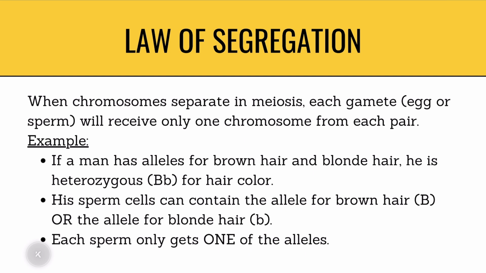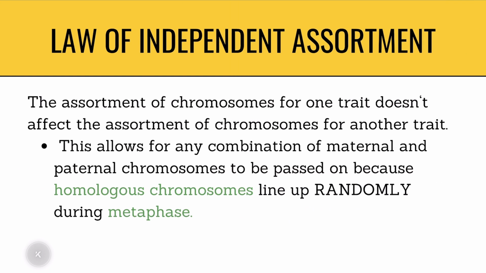Working through this example, if a man has alleles for brown hair and blonde hair, he is heterozygous for hair color, big B, little b. His sperm cells can contain the allele for brown hair or the allele for blonde hair, because those alleles get segregated or separated during meiosis. So each sperm cell will only get one of those alleles. And then whenever it fuses with the egg, that's where you get your other allele to create a genetic combination that's unique to you.